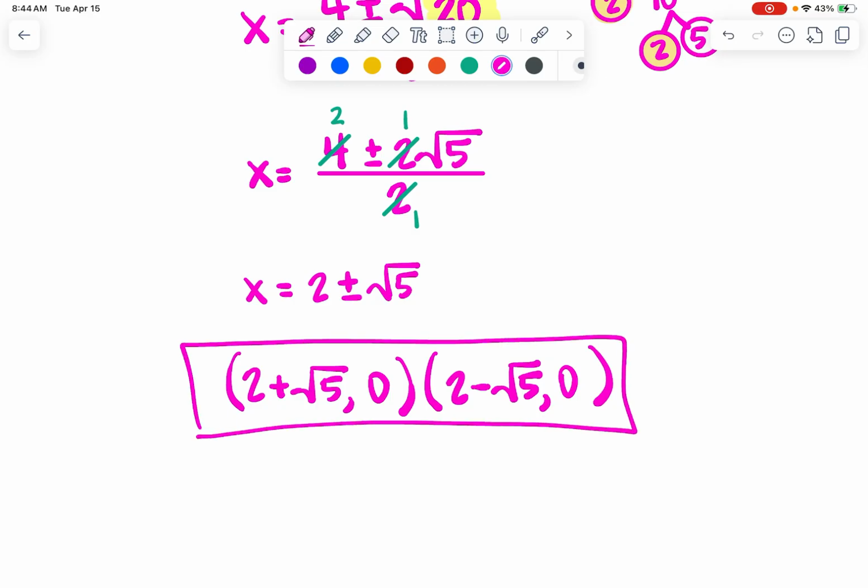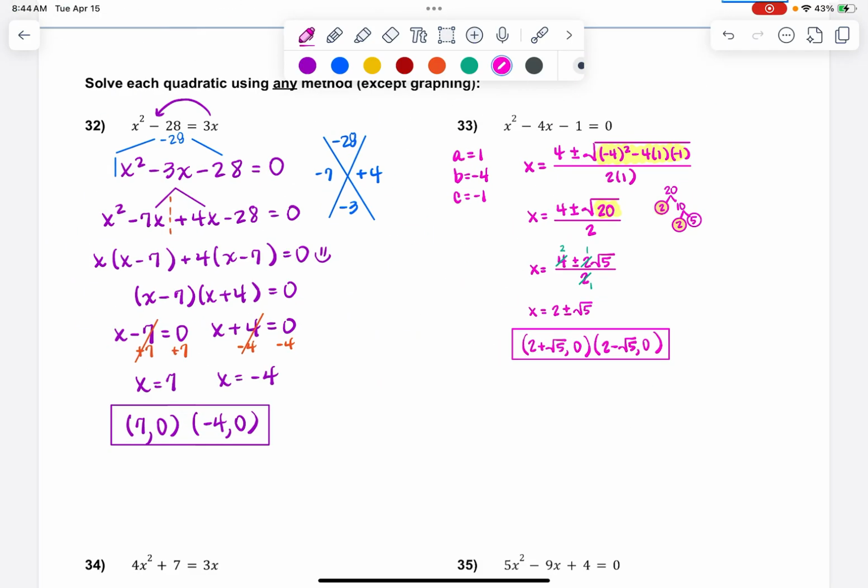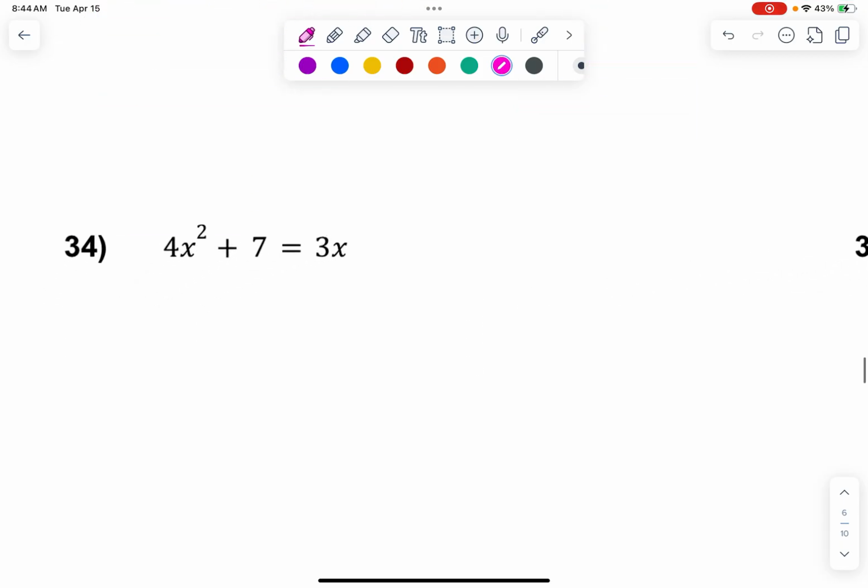And you could totally check that in Desmos, right? And then just type in 2 plus the square root of 5 and 2 minus the square root of 5 to see if those decimal answers match the decimal answers that Desmos is going to spit out. Okay. All right, here we go. Next one.